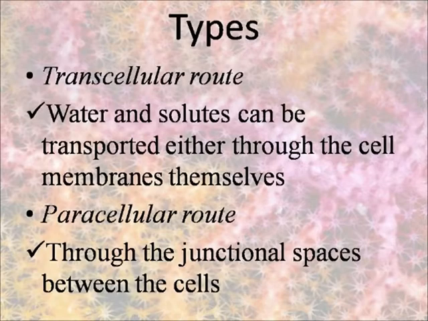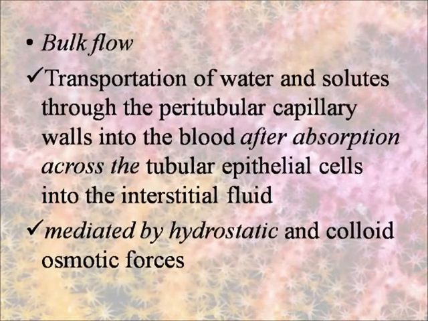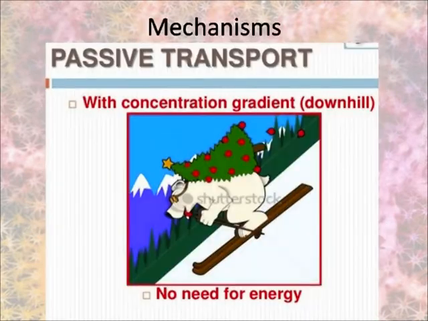Transcellular route is where the water and solutes are transported through the cell membranes themselves. Paracellular route is the transport through the junctional spaces between the cells. Bulk flow is the transportation of water and solutes through the peritubular capillary walls into the blood after absorption across the tubular epithelial cells into the interstitial fluid. It is mediated by hydrostatic and colloid osmotic forces.